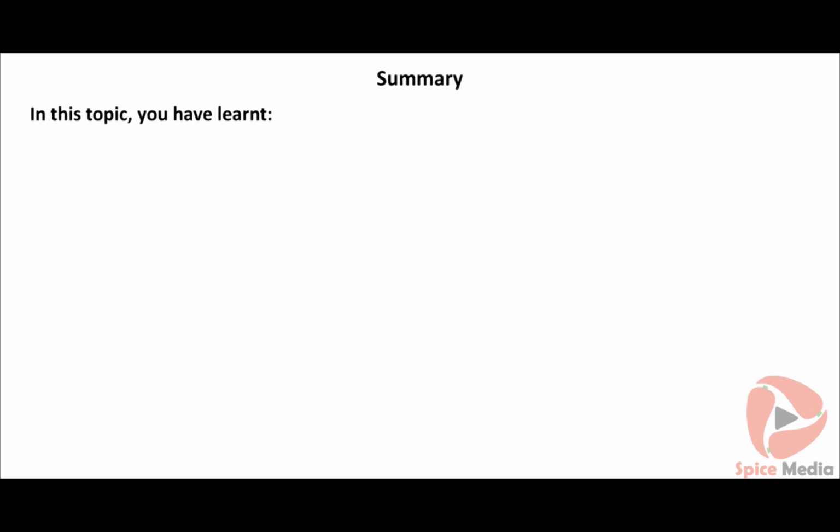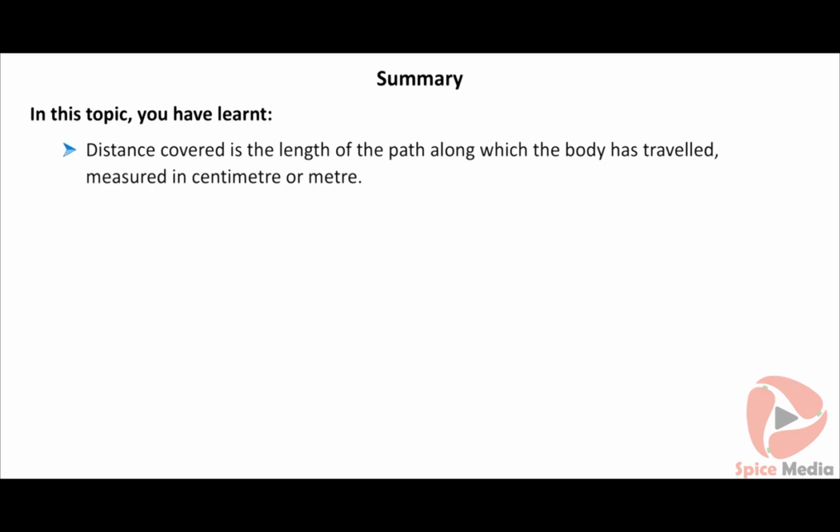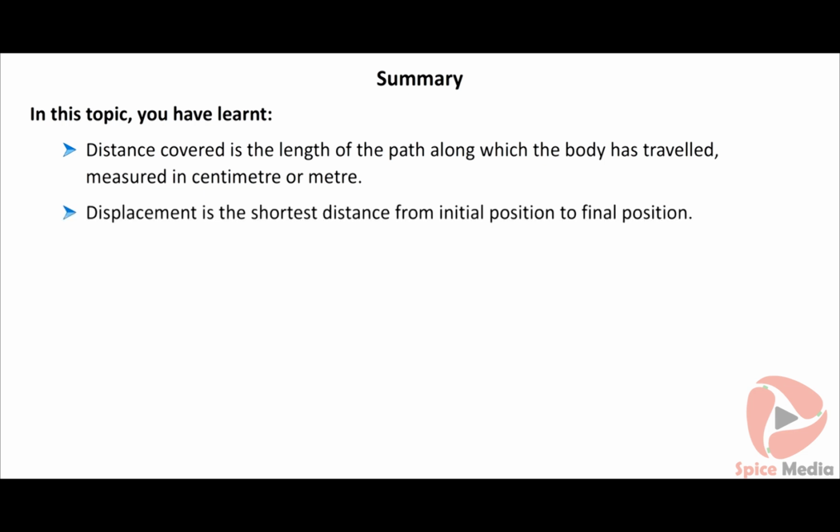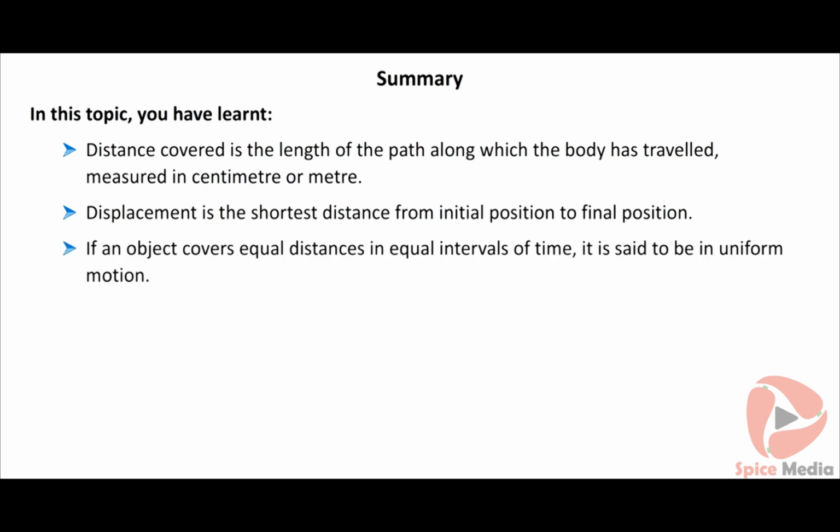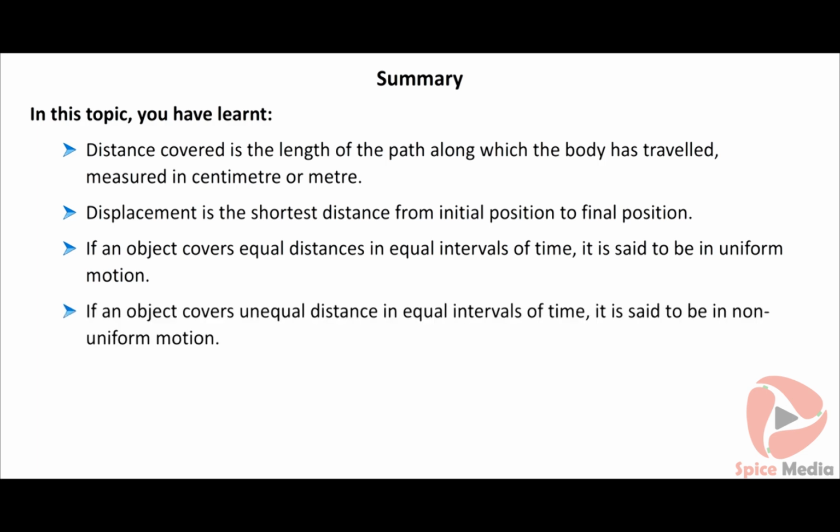In this topic, you have learned: distance covered is the length of the path along which the body has travelled, measured in centimeter or meter. Displacement is the shortest distance from the initial position to final position. If an object covers equal distances in equal intervals of time, it is said to be in uniform motion. If an object covers unequal distances in equal intervals of time, it is said to be in non-uniform motion.